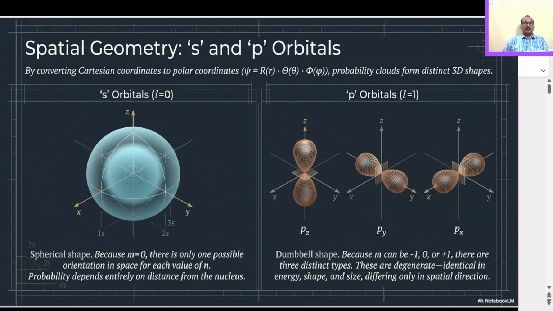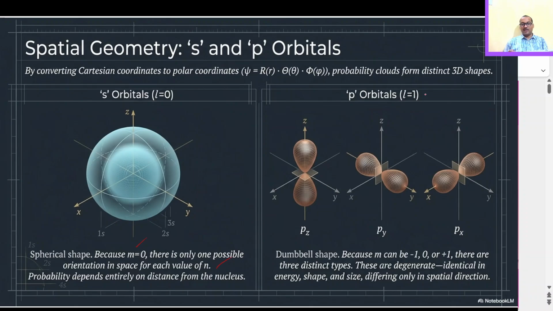So as you can see, you can have a better flavor here. The s orbital looks spherical. So the m value for s orbital is 0, and there is only one possible orientation in space for each value of n. So that's why it is spherical in nature.